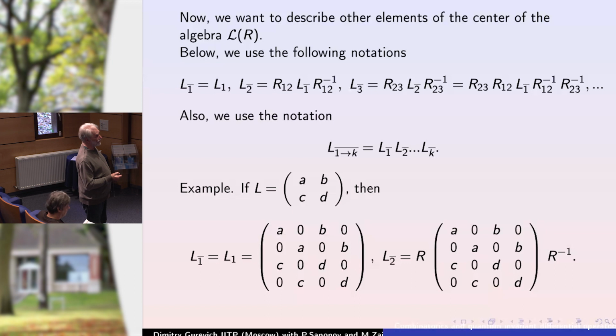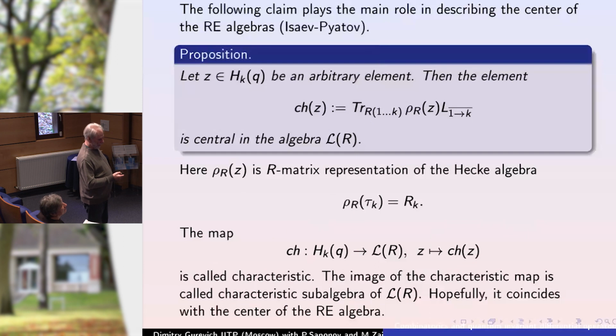After that, I consider the following chain of the matrices L1 overline, and so on and so on. And now, for example, if L is a 2 by 2 matrix, from L1 overline to L1 without overlining we have the following matrix, and after that we put I at R minus 1 in this position. Now, the very important statement. This statement belonged to Isaev and Pyatov, maybe it was before that, but finally I know this statement from the paper by Isaev and Pyatov.